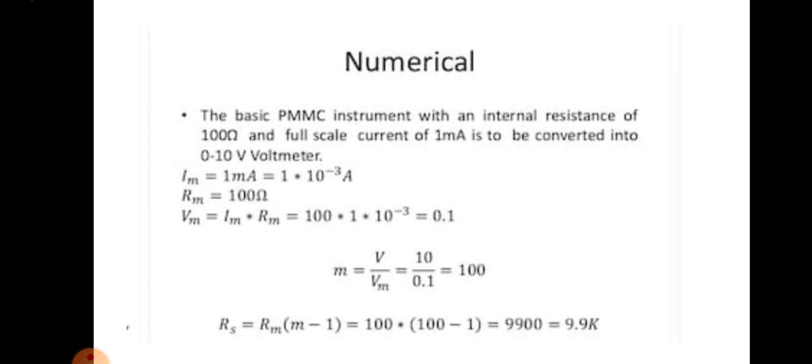Now we can calculate the multiplier resistance, that is Rm into M minus 1. The value of Rm is given as 100 ohm, and 100 minus 1, so 100 into 99 is 9900. It means 9.9 kilo ohms. We have got the resistance. So there are basically two formulas only. By using these formulas you can calculate the resistance, the value of Im and Rm.